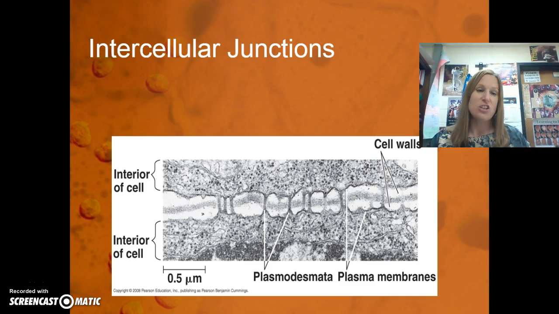Okay, intracellular junctions, and I'm going to try to speed up here a little bit because I want to be done. And I'm sure you want me to be done too.